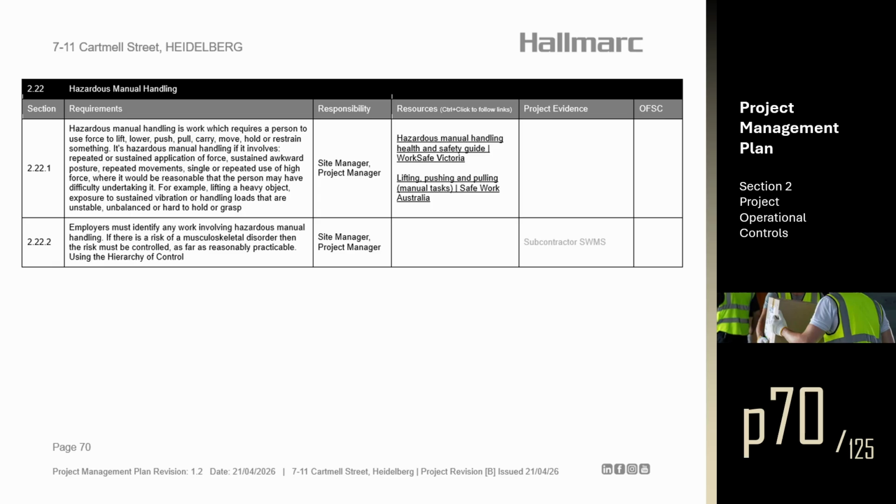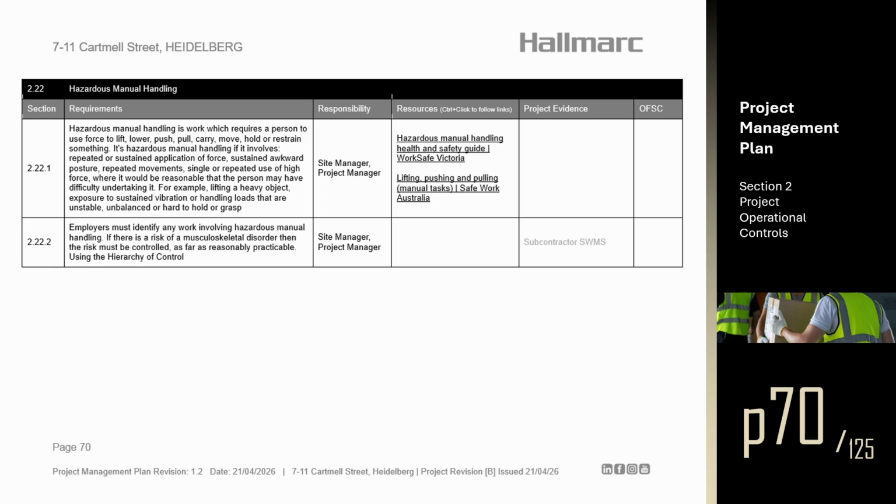Section 2.22. Hazardous manual handling. Section 2.22.1. Hazardous manual handling is work which requires a person to use force to lift, lower, push, pull, carry, move, hold, or restrain something. It's hazardous manual handling if it involves repeated or sustained application of force, sustained awkward posture, repeated movements, single or repeated use of high force, where it would be reasonable that the person may have difficulty undertaking it. For example, lifting a heavy object, exposure to sustained vibration, or handling loads that are unstable, unbalanced, or hard to hold or grasp.